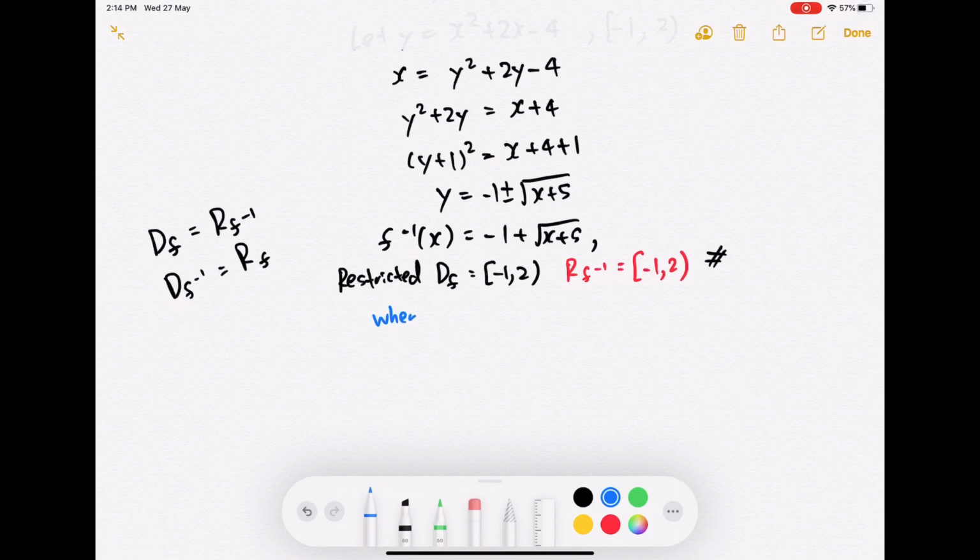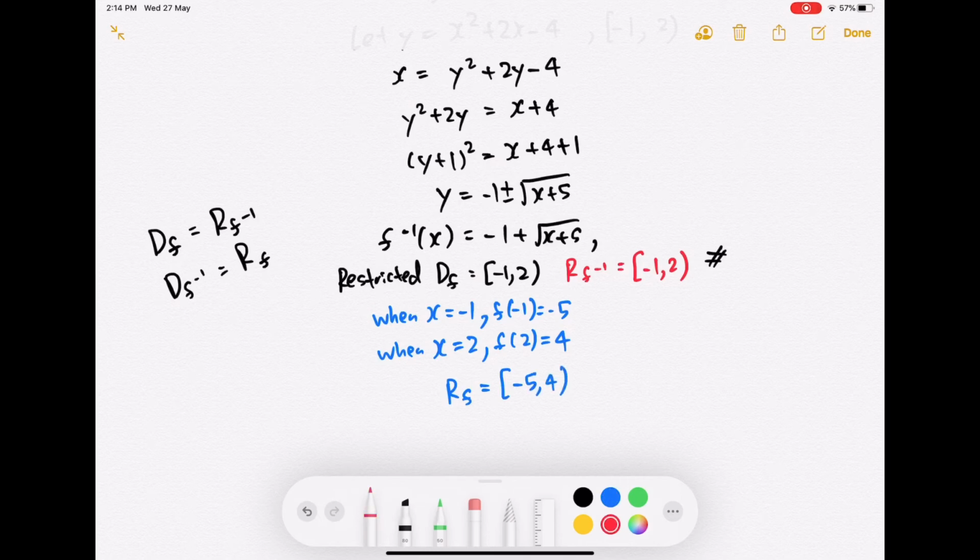So what I'm going to do is I'm going to let x equal -1. I'm going to substitute into my function, and I will be getting -5. And then after that, I'm going to sub in x equal to 2. So I'm going to sub in my limits into our function, and you get 4. Okay, so this means that our range for f is going to be -5 and 4.